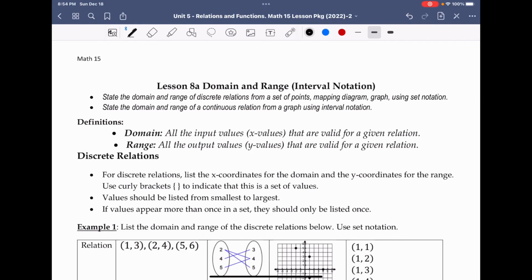All right, so now we move on to lesson 8 of relations and functions, and it's dealing with domain and range in both interval notation, and then in part B will be set notation. Well, right away, let's define a couple really important things here. Domain refers to all the x values for any given relation, and then the range is all output values or y values that are valid for any given relation.